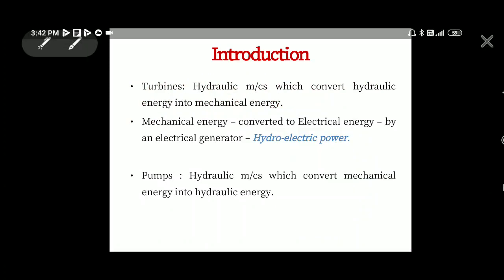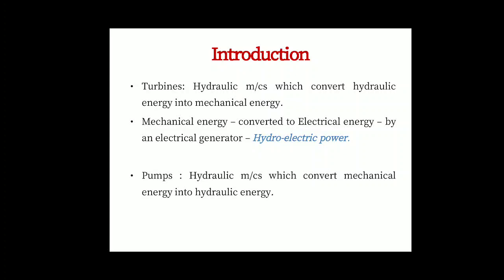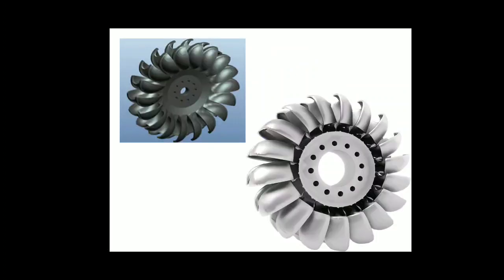So what's a turbine? It is a hydraulic machine which converts hydraulic energy into mechanical energy, and this mechanical energy is converted into electrical energy by using an electrical generator. So this is what is called hydroelectric power. Now the different impellers of a Pelton wheel are shown in the slide. It has a lot of different bucket shaped vanes fitted around the periphery.